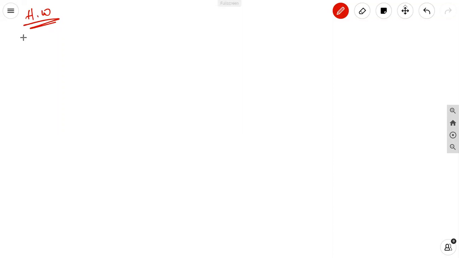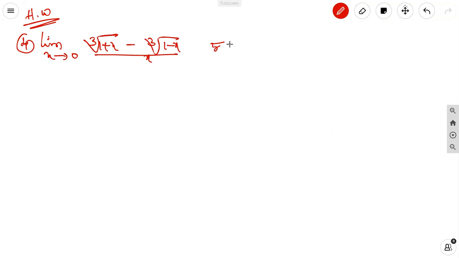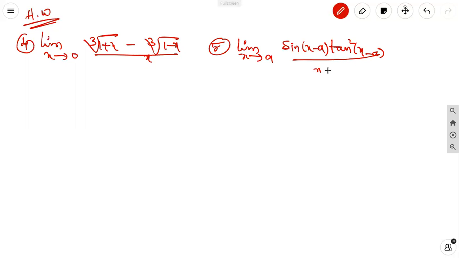Homework. Fourth problem: limit x tends to 0, cube root of 1 plus x minus cube root of 1 minus x by x. Fifth one: limit x tends to a, sine of x minus a, tan square of x minus a by (x square minus a square) whole square.